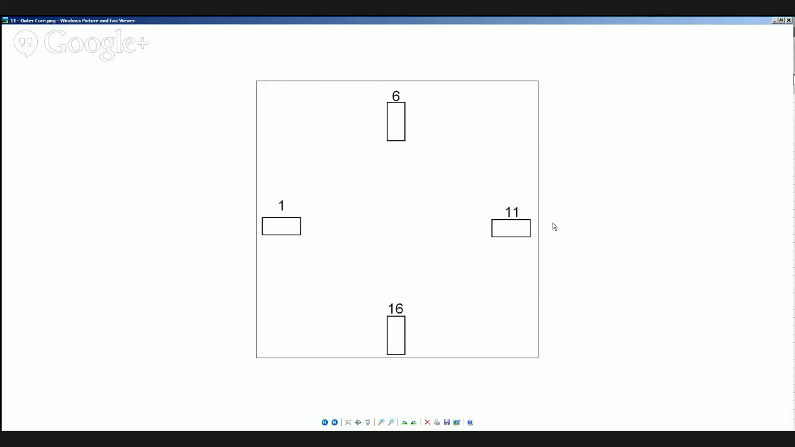1, 6, 11, 16. 1, character's past. 6, relationship to antagonist. 11, fears. 16, vulnerabilities. And this represents the obstacles a character faces.